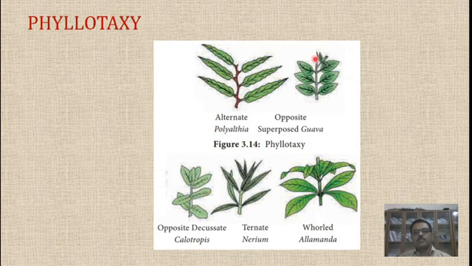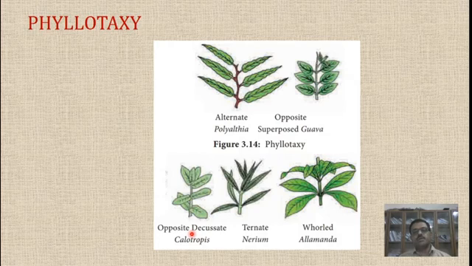Polyalthia. In opposite phyllotaxy, as can be seen in these two cases, there are two leaves that are produced from a node opposite to each other. So this is called opposite phyllotaxy. And opposite phyllotaxy can be found in plants like guava and calotropis. In guava, the leaves are opposite and superposed. So here, each pair of leaves is directly overlapped by the pair of leaves above it. This is called opposite superposed condition.